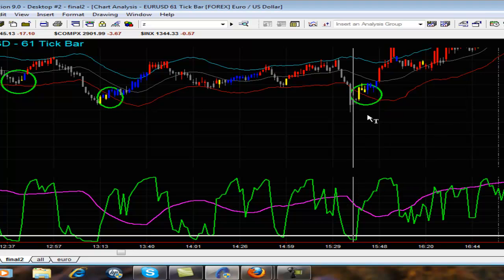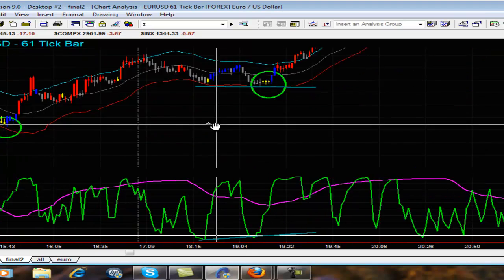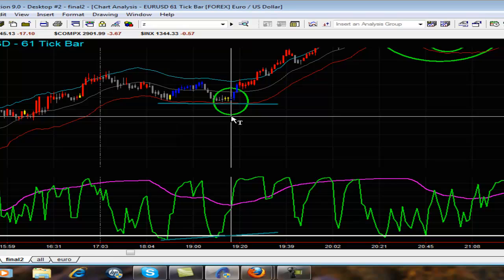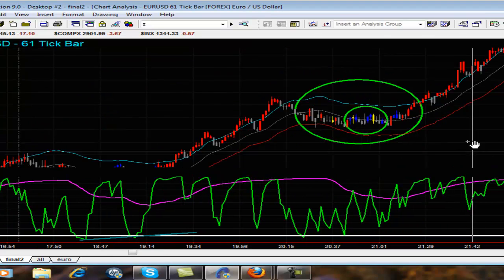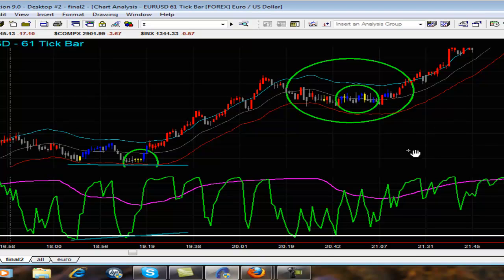Here's one as well. Here's a pullback trade. This has some divergence on it. Here's another entry for the same reasons. Price is stabilizing above, about in the center of the Keltner channel. So we do have divergence here, but it's a little riskier trade.